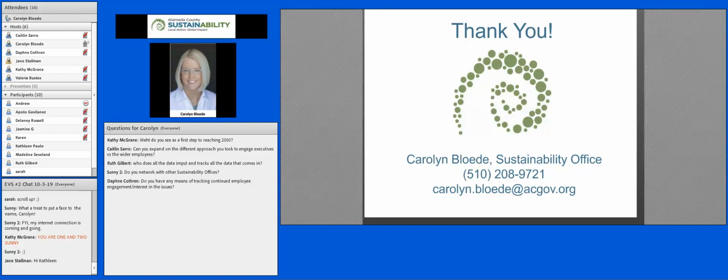We still do some programmatic implementation. But one of our key roles, besides facilitating and getting the right people in the room and providing a structure for effective decisions to be made, is gathering the data and keeping the metrics. So, for example, we do the emissions inventory every other year, so we see where we're tracking.